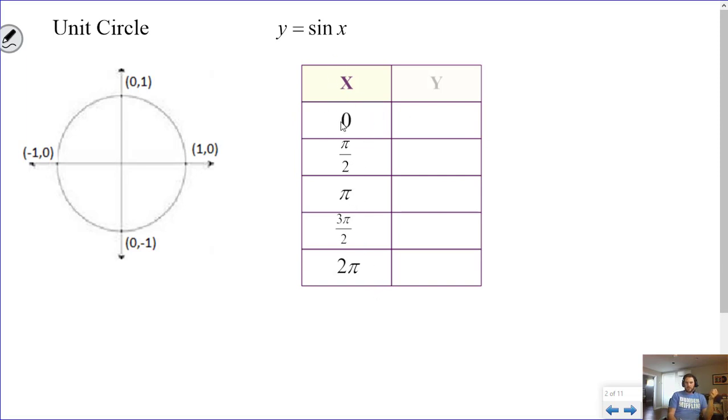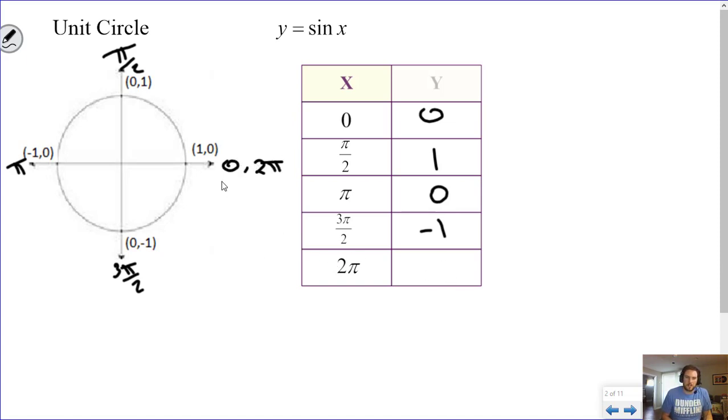If I plug in 0 for x, 0 is here on my unit circle, so the y value is 0. Pi over 2 is up here, so sine of pi over 2 is positive 1. Pi is over here, so the sine of pi is 0. 3 pi over 2 is down there, so the sine of 3 pi over 2 is negative 1. And finally, at 2 pi, my graph restarts. It does a full rotation, so we're back to 0.